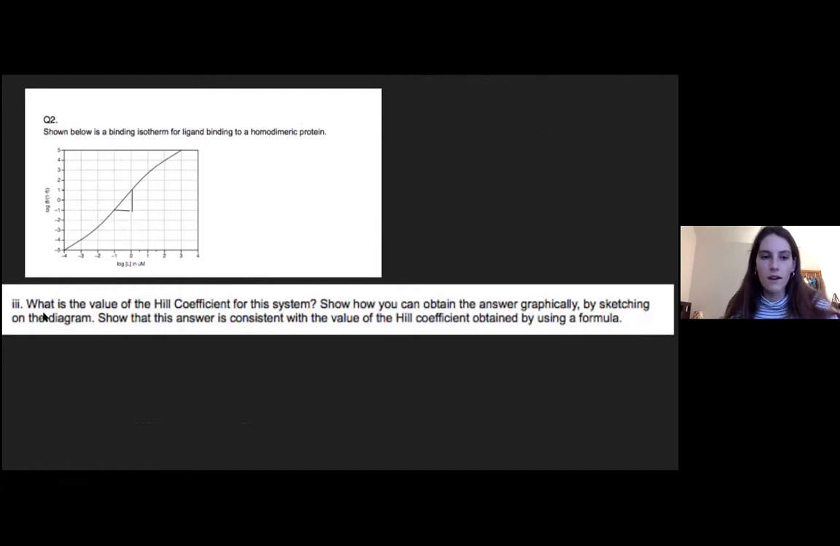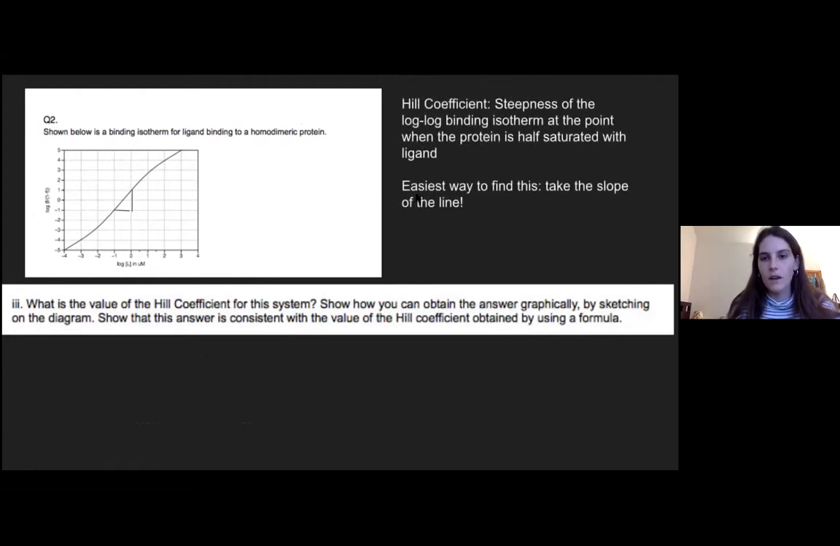So using the graph on the diagram and also the formula for the Hill coefficient. The Hill coefficient is the steepness of the log-log binding isotherm at the point when the protein is half saturated with ligand. This will show up in the second portion of the curve, the middle portion of the straight line here. The easiest way to find this is to just take the slope of the line.